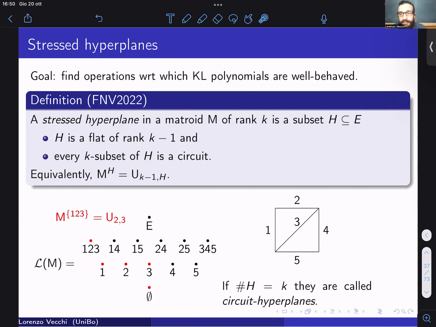And I want to mention that this definition is new, but it's also a generalization of something that was already known in the literature. In the case where the size of the hyperplane is exactly the rank of the matroid, these were called circuit hyperplanes. So this notion of stressed hyperplane is a generalization of circuit hyperplanes.